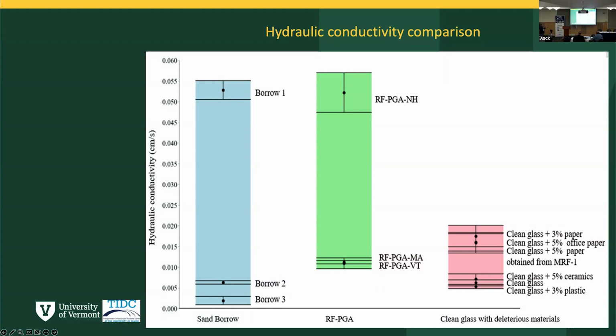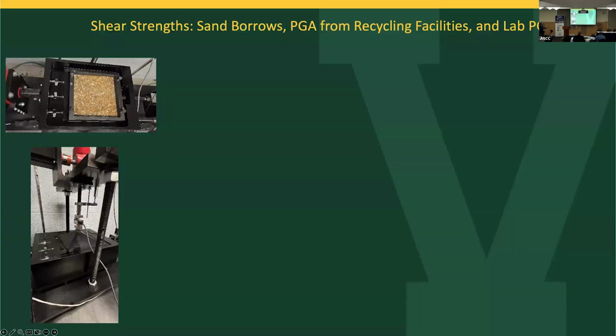So the total range is the blue column. When we tested the real PGA materials, they were all higher than the minimum permeability from real soils. And all the lab concoctions that we made by adding paper, plastic, ceramics, and all those kinds of things also had acceptable permeability.